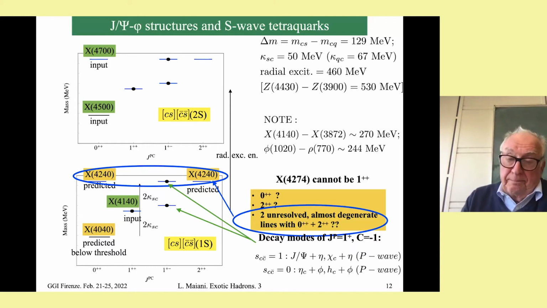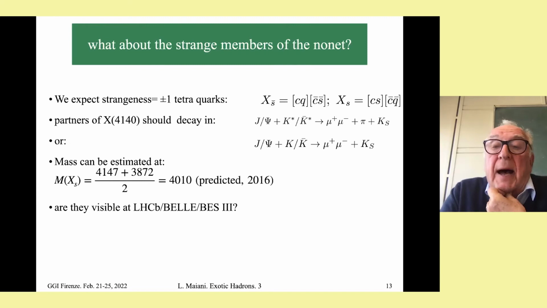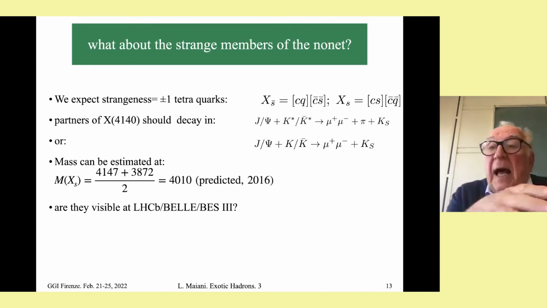However, I want to convey the message that the J psi phi resonances can be naturally included in the scheme, and they naturally accompany the hidden charm non light quark antiquark particles. There is, of course, a prediction which was written in one of my slides of 2016. Where is the strange tetraquark? It is a tetraquark which is the composition CQ, C bar, S bar, or of course CS, C bar, Q bar. And of course, this must be halfway between the 4140 and the 3872.